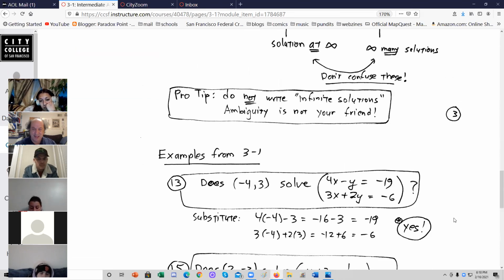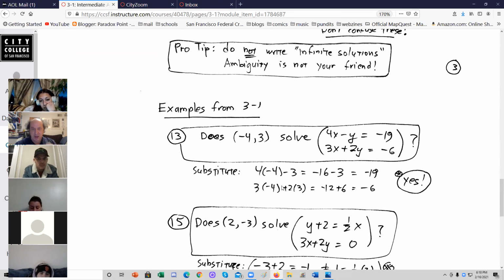We proceed. So here's some examples. Here's a point, negative 4, 3. Does it solve this system? 4x minus y equals negative 19, 3x plus 2y equals negative 6. Well, you check by substituting. You substitute negative 4 in for x here and here, 3 in for y here and here, and both equations have to work, otherwise it's not a solution.